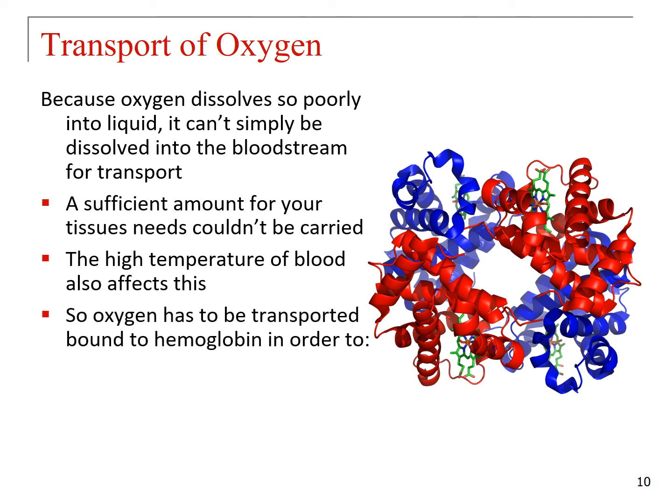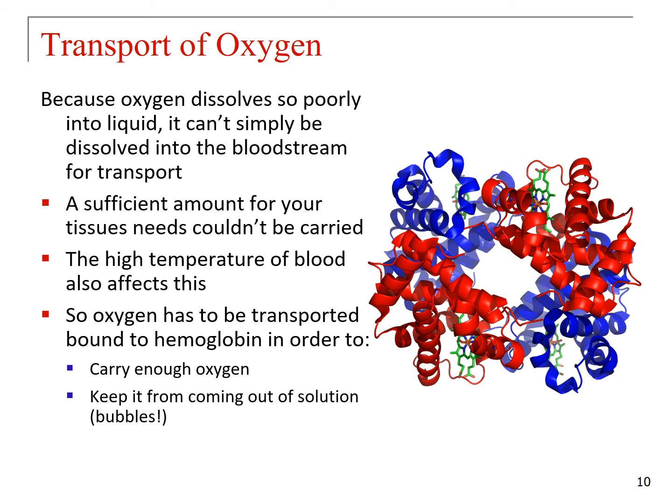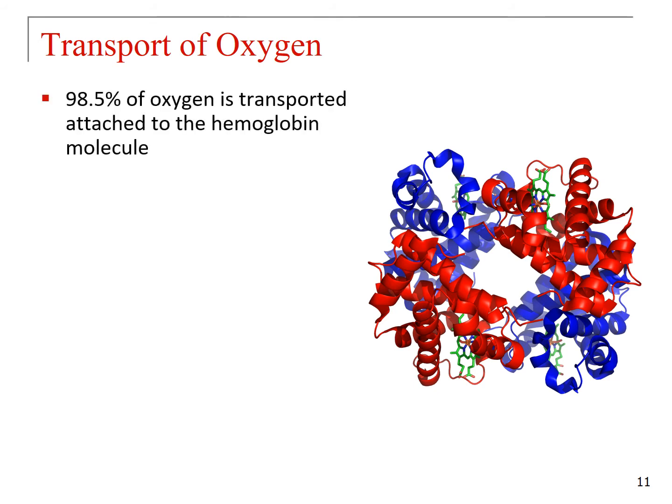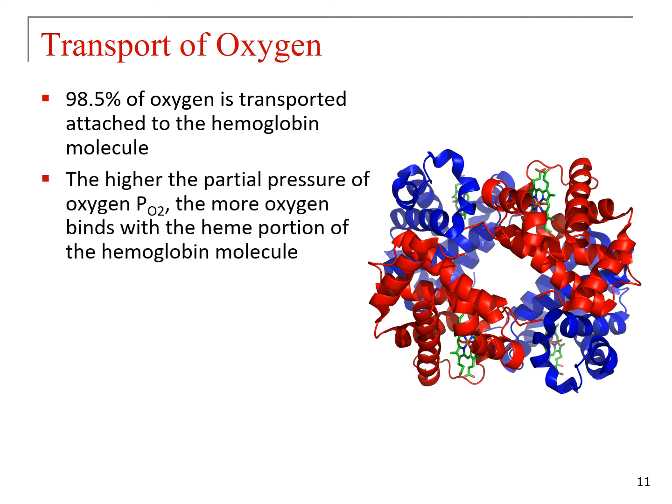So basically you've got to bind oxygen to hemoglobin in order to transport it. You've got to do this to carry enough oxygen for your tissue needs, and you've also got to do this to keep it from coming out of solution. Having oxygen bubbles floating around your bloodstream is going to be a really bad idea. 98.5% of oxygen gets transported attached to the hemoglobin molecule, so there's hardly any dissolved oxygen circulating in your bloodstream.